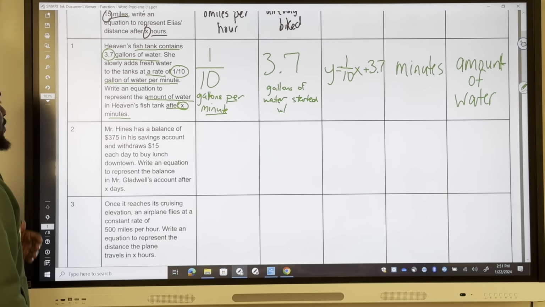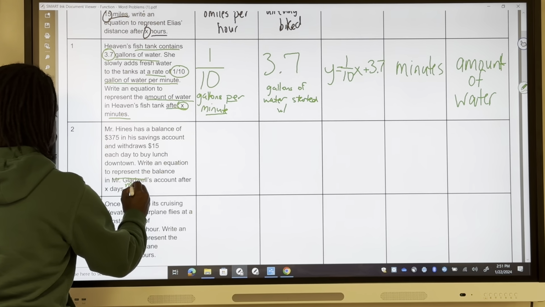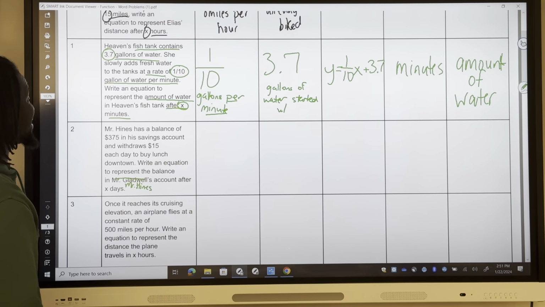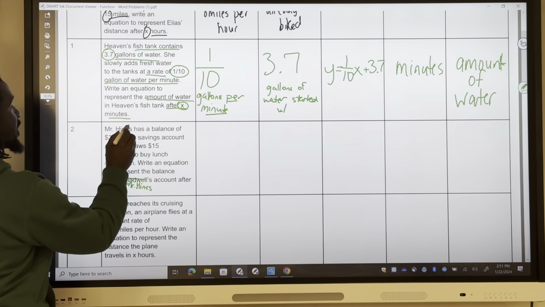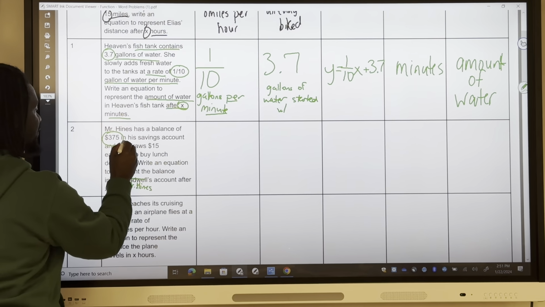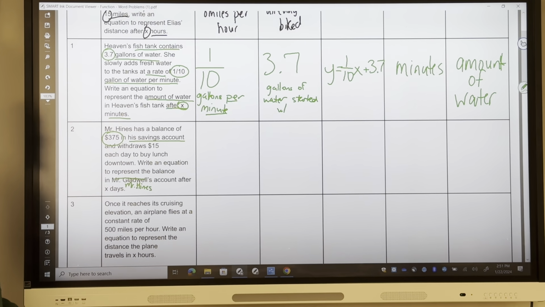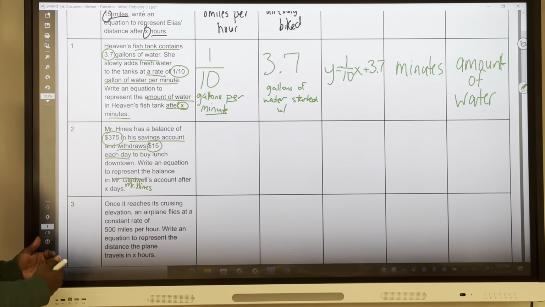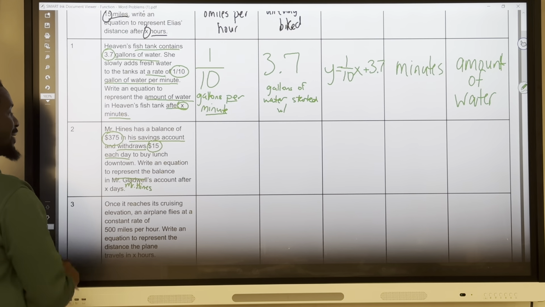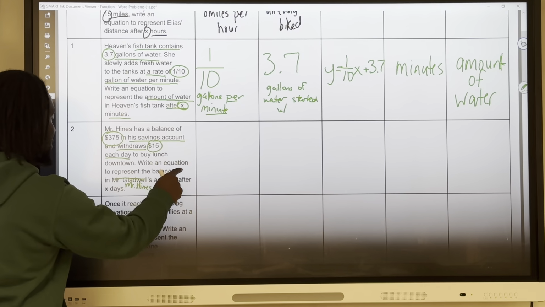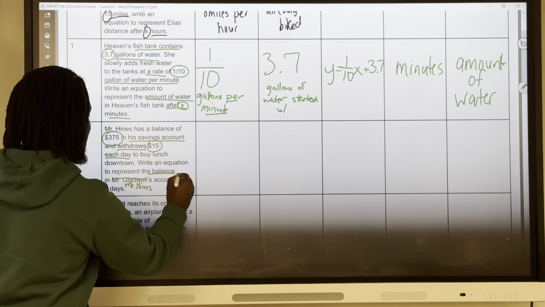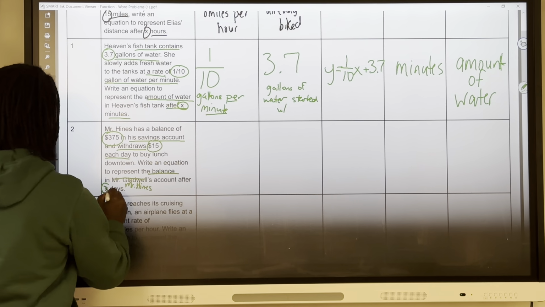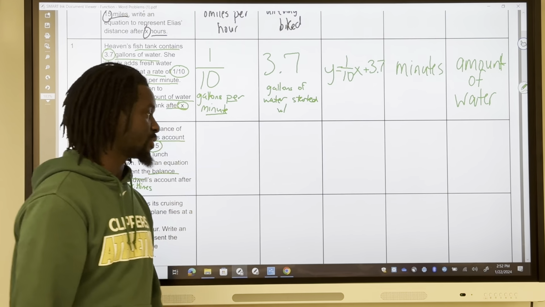All right? Mr. Hines, there was a typo, I might have fixed it on your paper. Mr. Hines has a balance of $375 in his savings account, okay? And he withdraws 15 each day. So he's taking out $15 each day to buy lunch downtown. Write an equation to represent the balance in Mr. Hines' account after x days. So after x days, okay?